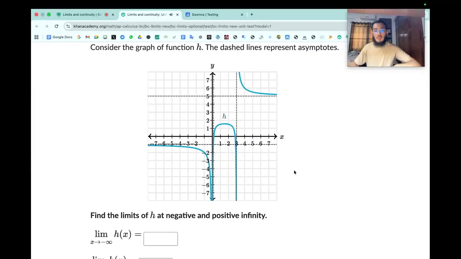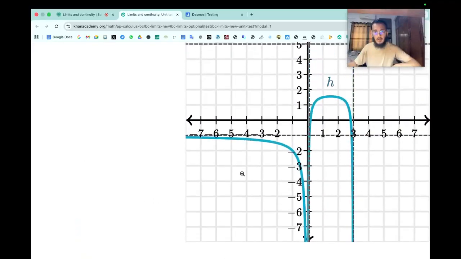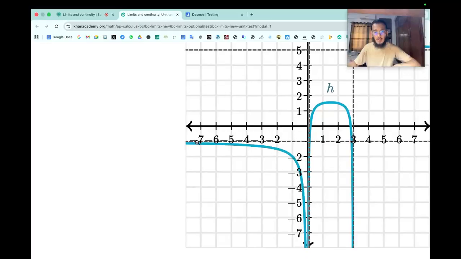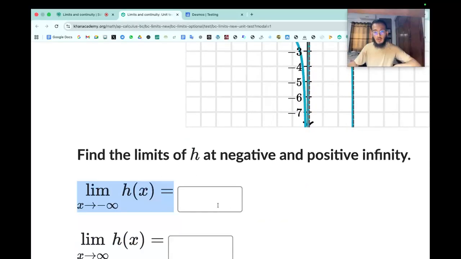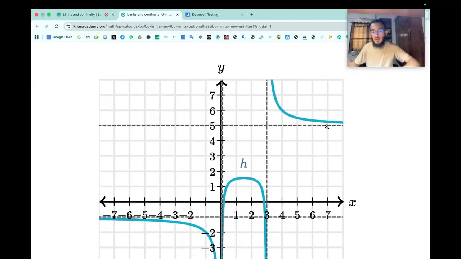Consider the graph of the function h. The dashed line represents asymptotes. Find the limits of h at negative and positive infinity. What happens when x tends to negative infinity? You go to negative infinity, you reach the value -1. You keep on going to positive infinity, you reach the value 5.